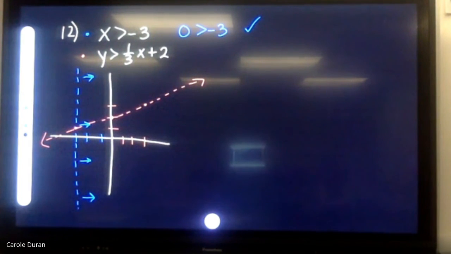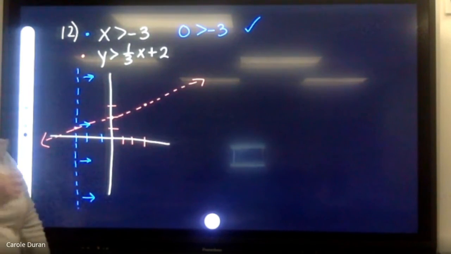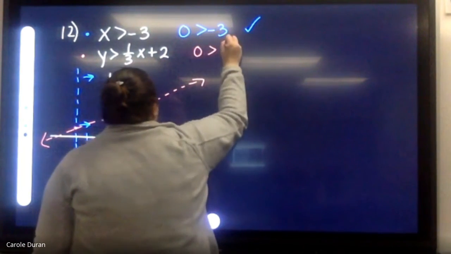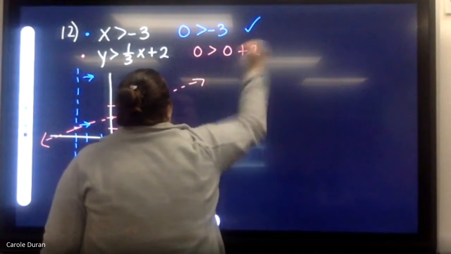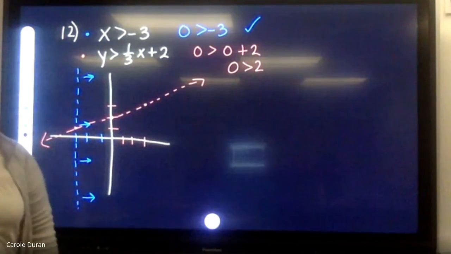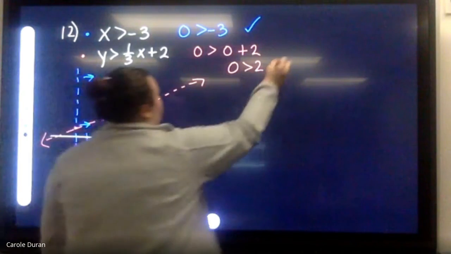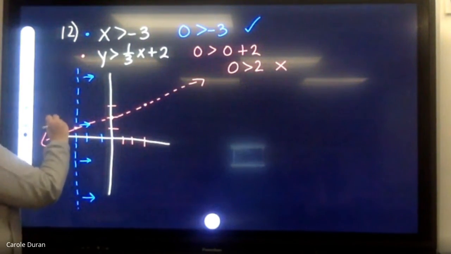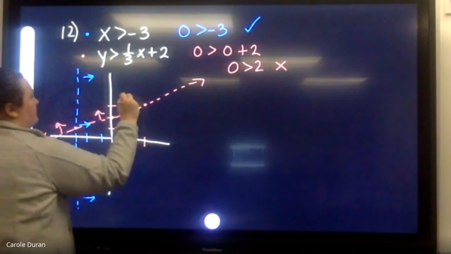And then I do the same thing I did on the previous problem. I go ahead and I plug in 0, 0, and I simplify. So 0 in for y is just 0. 1/3 times 0 is 0. And then +2 leaves me with 0 is greater than 2. Is that true? No, 0 is smaller than 2. So I'm going to shade away from the point 0, 0. So that means I'm shading up on this one.